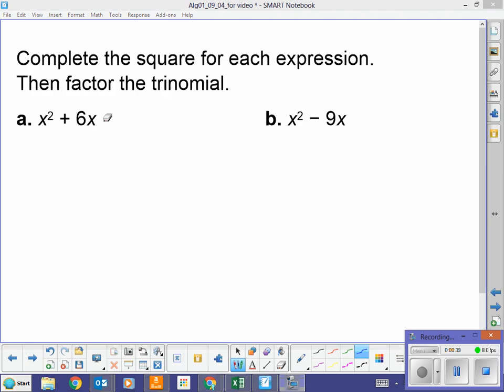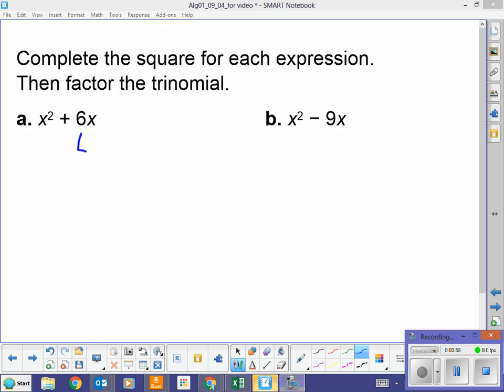Here I have an expression, x squared plus 6x. It's not a square. Think of this as something that's not a square number, like 23. What would I do to complete 23? How would I make that a square? Well, I would add 2 to it, right? 23 plus 2 is 25. 25 is a square.